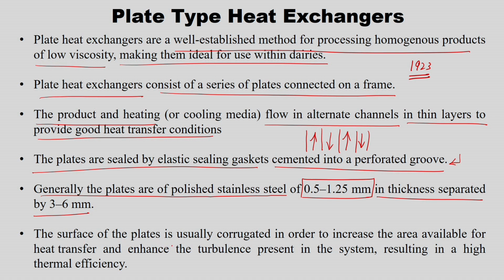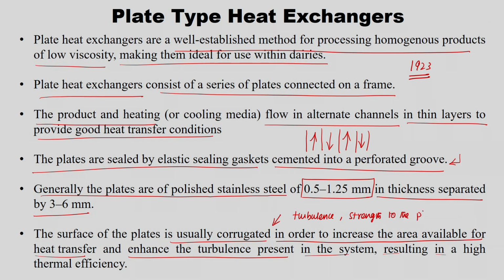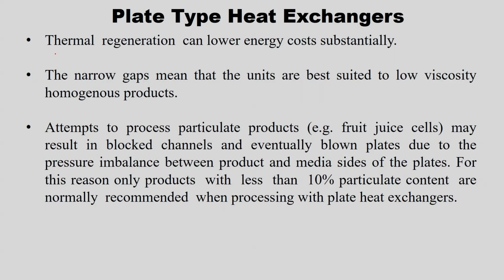So, the surface of the plates is usually corrugated in order to increase the area available for heat transfer as well as enhance the turbulence present in the system, resulting in a high thermal efficiency. So, these are corrugated mainly to promote turbulence, and sometimes it also gives strength to the plates which are stacked together. Okay. So, thermal regeneration is possible in the plate type exchangers, as we have seen in many of our lectures, which can lower the energy cost substantially.